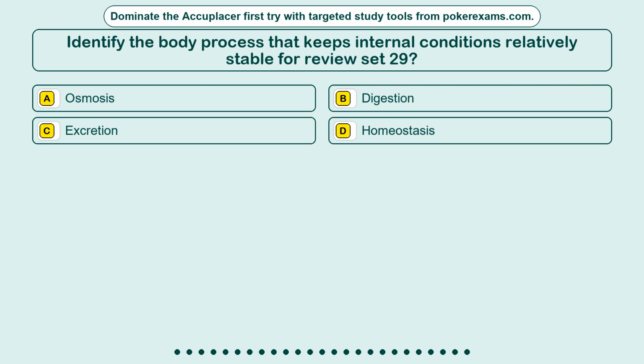Question 24. Identify the body process that keeps internal conditions relatively stable for review set 29. Option A, osmosis. Option B, digestion. Option C, excretion. Option D, homeostasis.